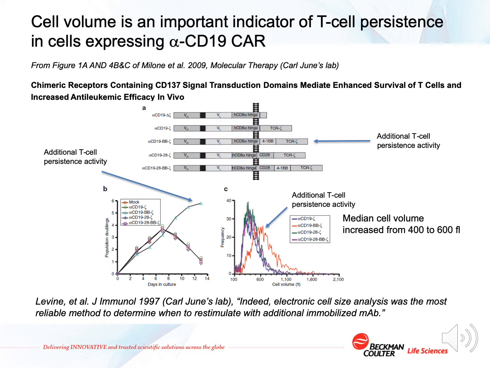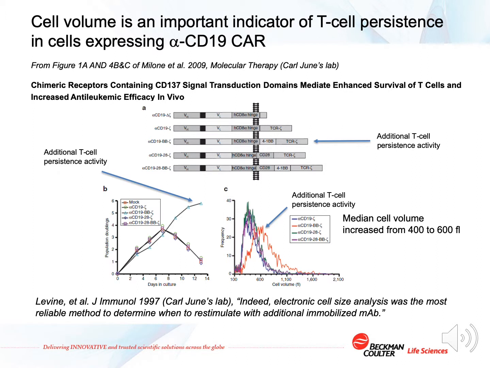They found that cells harboring the CAR containing the 4-1BB domain were more persistent in their proliferation capacity and were larger in volume than cells harboring the other receptors. Furthermore, the authors noted that cells harboring the 4-1BB domain had greater cancer-killing potential than cells harboring the other receptors. The authors also referenced one of their earlier publications noting that, indeed, electronic cell size analysis was the most reliable method to determine when to re-stimulate with additional immobilized monoclonal antibody.